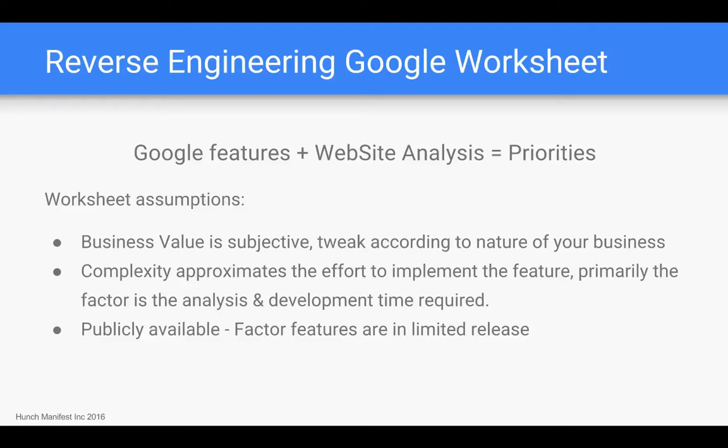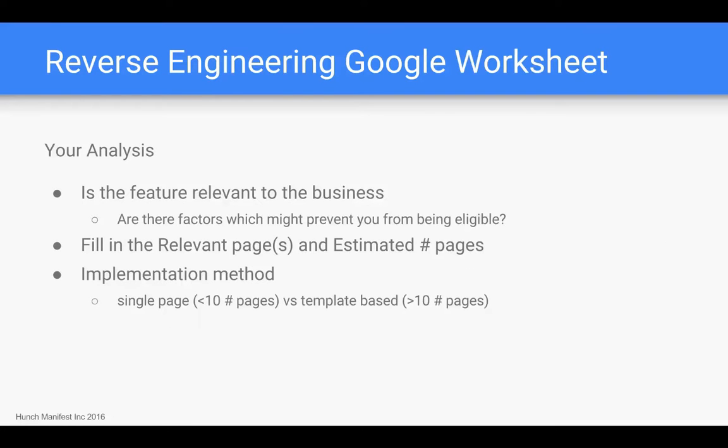Publicly available, as we mentioned, some of the things are not available to all providers. Your analysis, you'll have to determine whether or not the feature is relevant to the business. This should be fairly straightforward. Are there factors which might prevent you, though, from being eligible? So this, again, is this gap analysis. So are there reviews required to produce an aggregate rating score for a product, as an example?